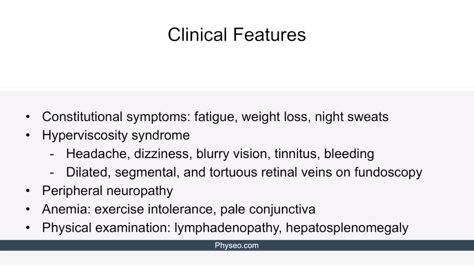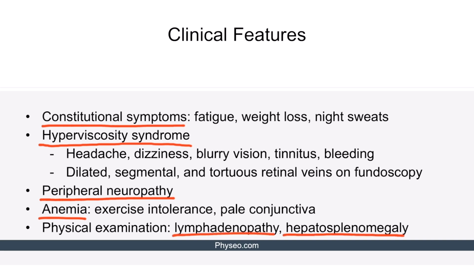Patients commonly present with constitutional symptoms, such as fatigue, weight loss, and night sweats. Hyperviscosity syndrome is a clinically significant presentation because it's considered an emergency. This includes headaches, dizziness, blurry vision, tinnitus, and bleeding. Also, dilated, segmental, and tortuous retinal veins can be seen on fundoscopy. The patient can also present with peripheral neuropathy, as well as symptoms and signs of anemia, such as exercise intolerance and pale conjunctiva. On physical examination, lymphadenopathy and hepatosplenomegaly can be encountered.